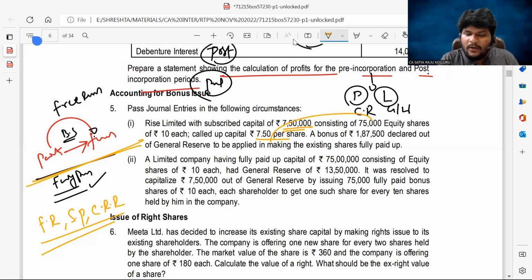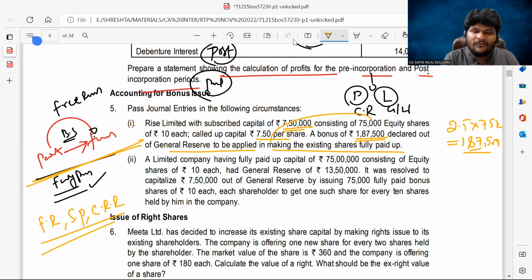A bonus of 1,87,500 rupees declared out of the general reserve to be applied in making the existing shares fully paid up. 2.5 multiplied with 75,000 shares is equal to 1,87,500 only. If you observe, this concept is related to conversion of partly paid up shares into fully paid up shares through issue of bonus shares. At that point of time, you can utilize only free reserves. That's why general reserve, a free reserve, you can utilize. Now you need to provide the journal entries in that particular scenario.